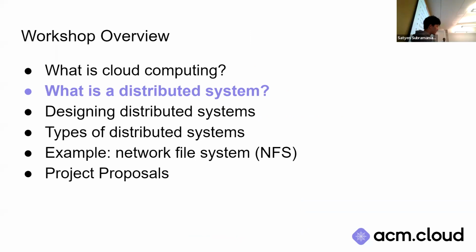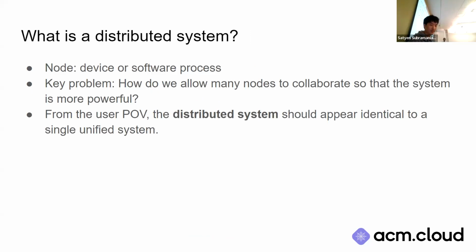So what exactly is a distributed system? A distributed system is made up of three things. Wait, no, it's made up of one thing connected together. A node is a device or software process, and these don't actually have to be located on different physical devices. You can have many nodes running on a single physical server. But this is just a logical way of splitting up your application.